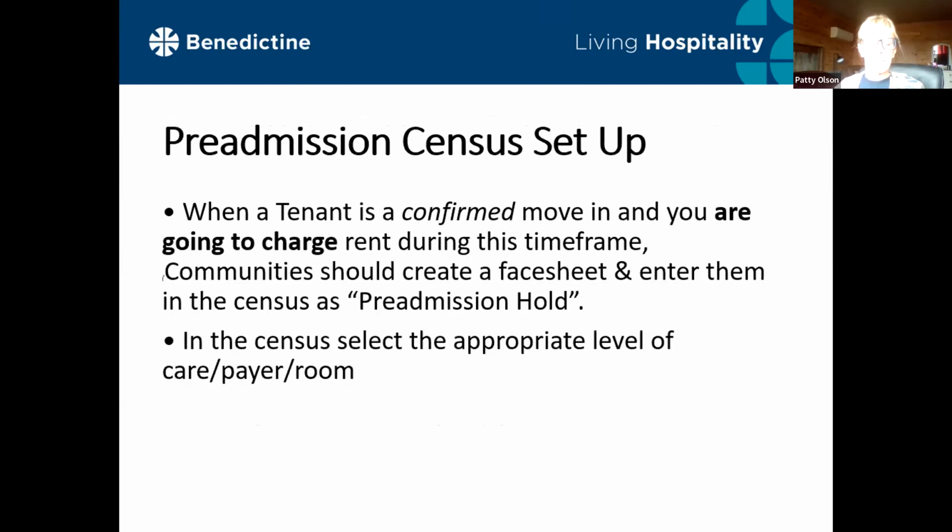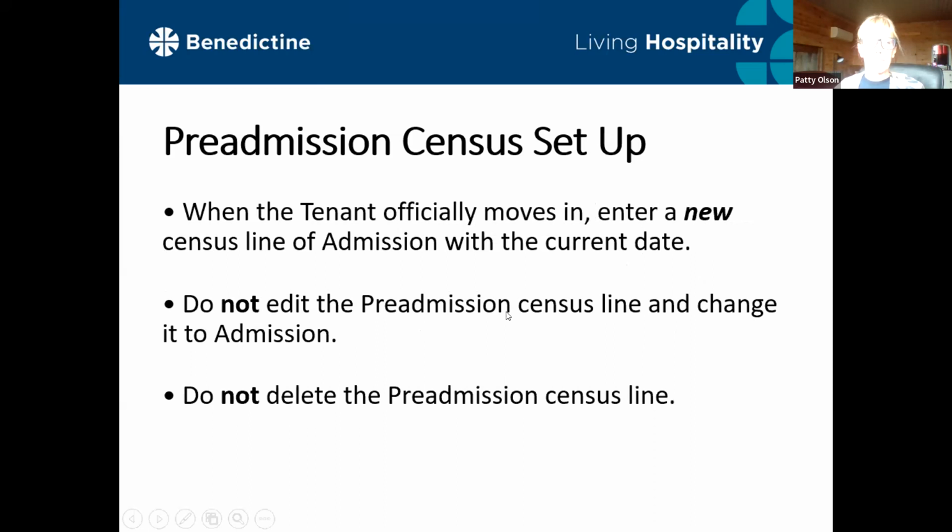Then we have the other census type, which is a pre-admission. This is the same concept, except this is when you are going to charge them for rent during this time frame, and again, that's up to the community and per the lease agreement. You would use that pre-admission census, again picking the appropriate payer, level of care, and room. When that tenant officially moves in, you add a new census line. Again, don't edit the pre-admission line or delete it. You want to add that new admission line when they have officially moved in.